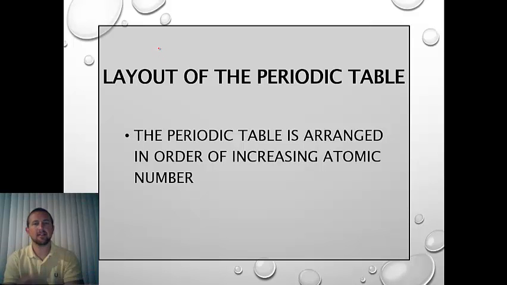The layout of the periodic table. The periodic table is arranged in order of increasing atomic number. That is, as you read the periodic table from left to right and top to bottom, you'll see that the atomic number will increase consistently.